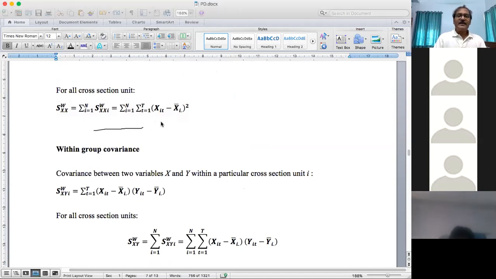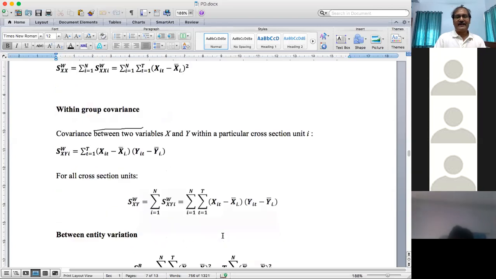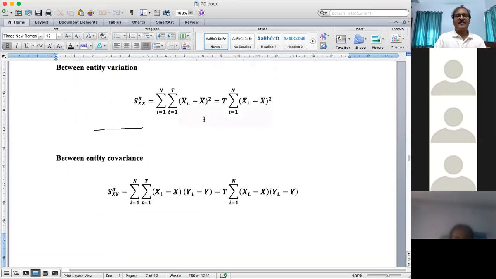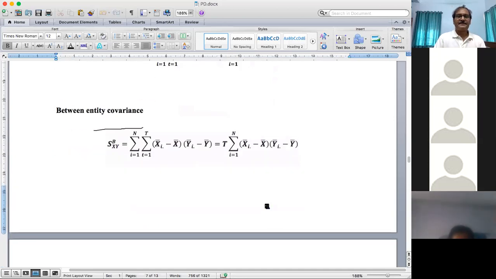For within group variance, we have to take the deviation of the within group mean value from the actual data point, and take the square for variance and the cross product for covariance. For the between group measure, you have to take the deviation of the overall mean from the within group mean value, and take the square term to get the variance component and the cross product to get the covariance component.